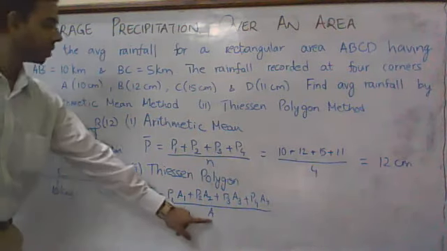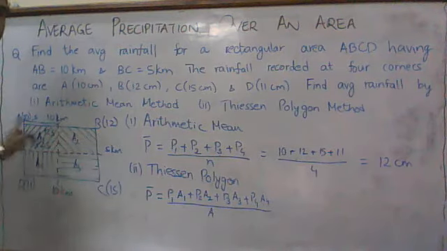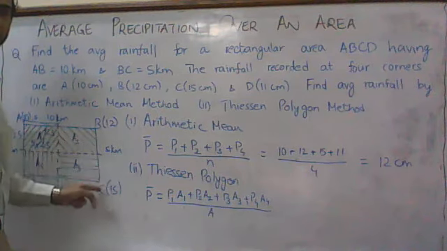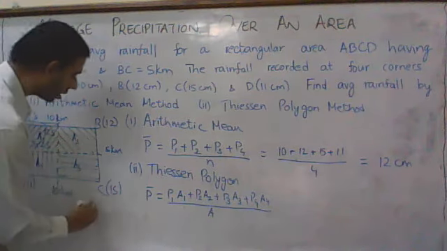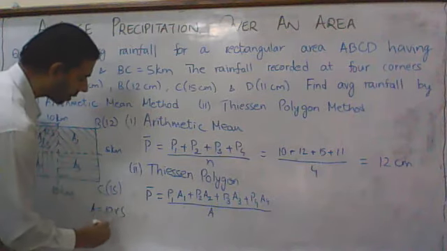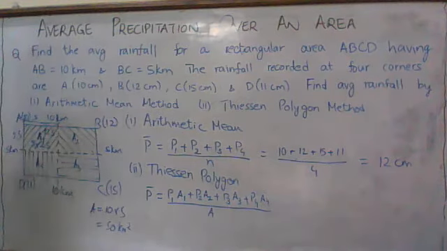And this capital A, that is the total area. What will be the total area of the rectangle? This length is 10 km and this width is 5 km. So total area will be 10 into 5, 50 square kilometer.